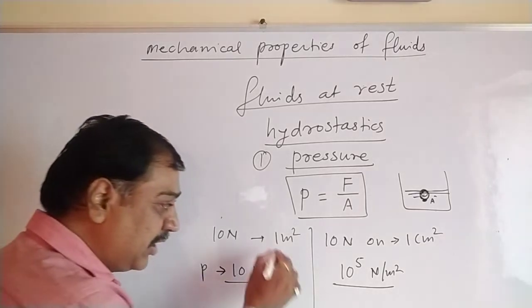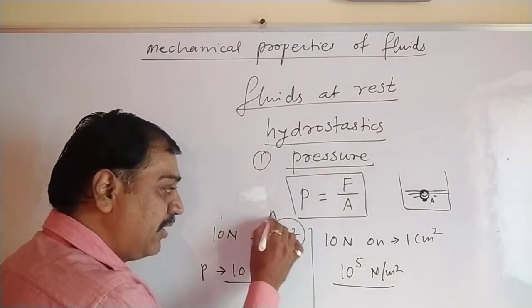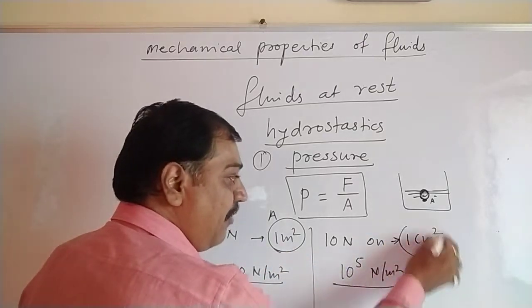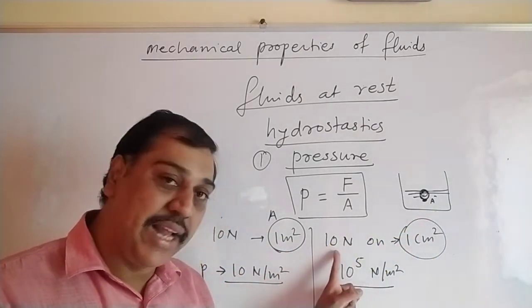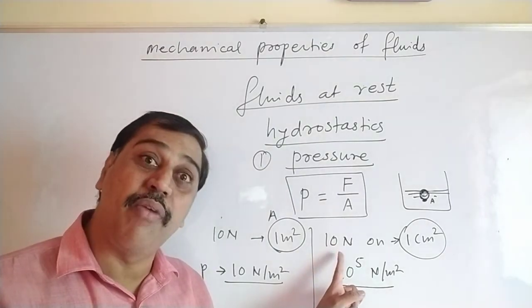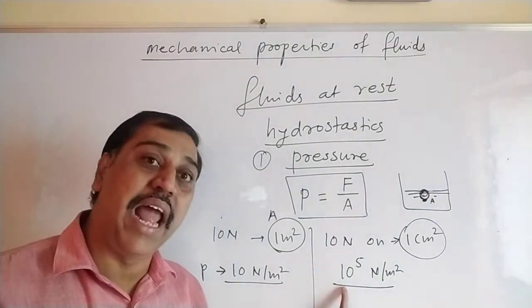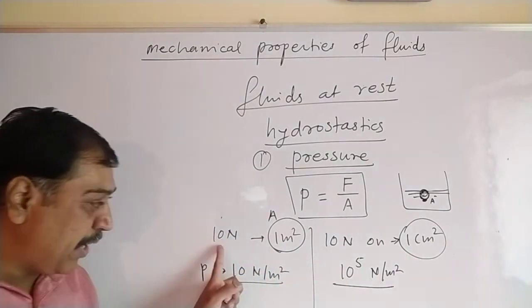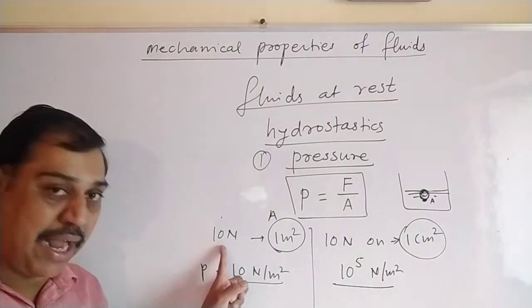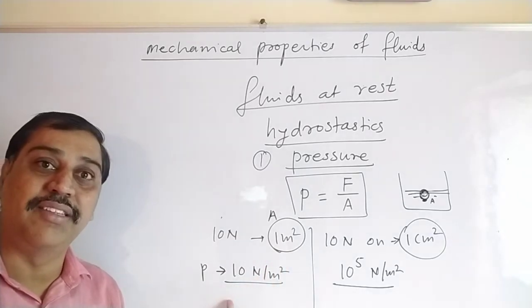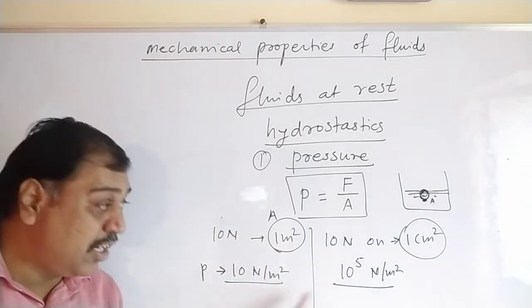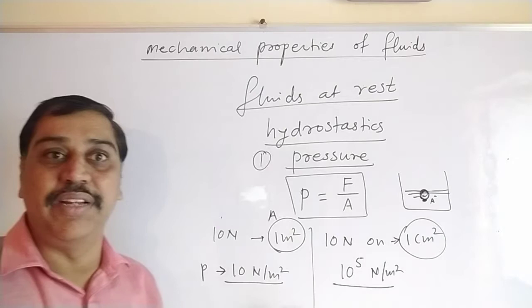Now what is the change here? This area we assume here is large. This area we assume here is small. So when on a small area we apply 10 Newton of force, the pressure would be 1 lakh times larger. We have applied the same force, but when the area increases to 1 meter square, the pressure is 10 Newton per meter square. It is 10 in one case and 1 lakh in the other. That much is the difference.